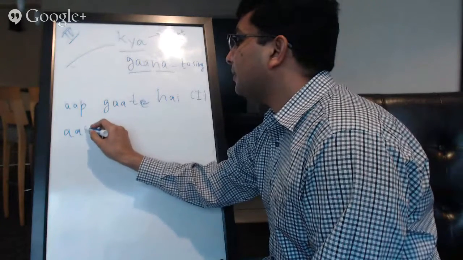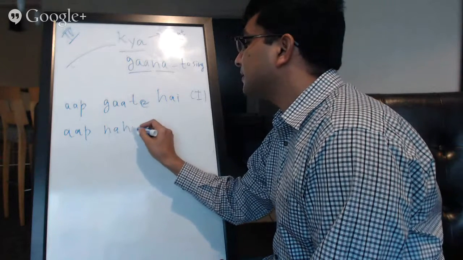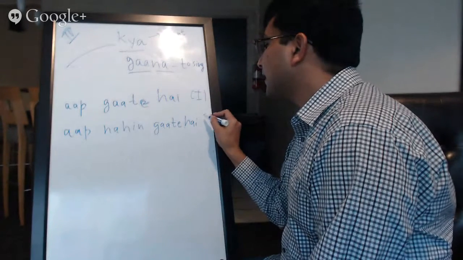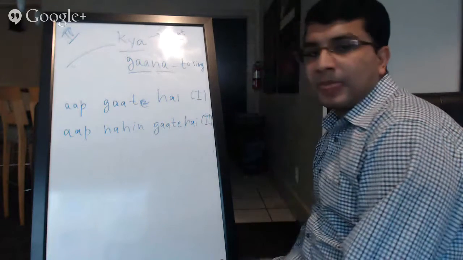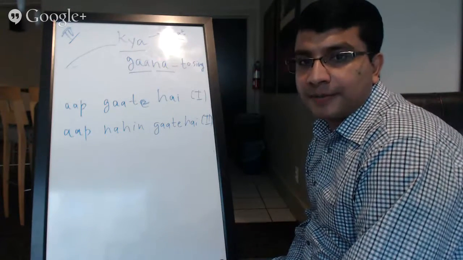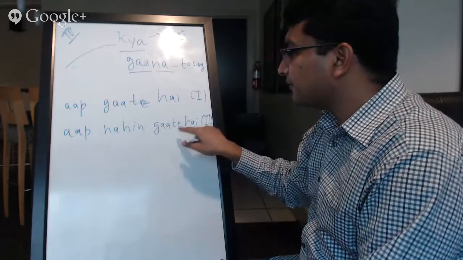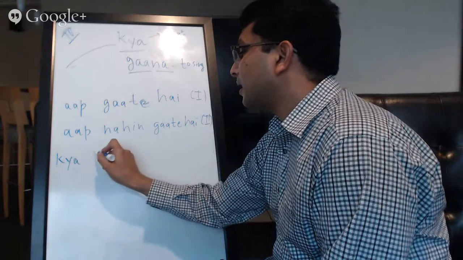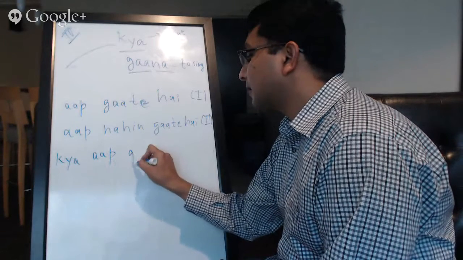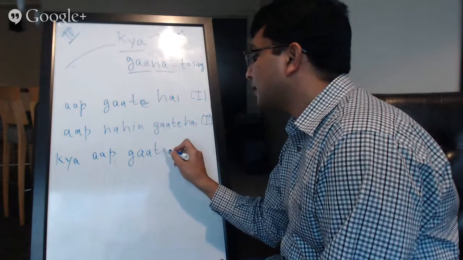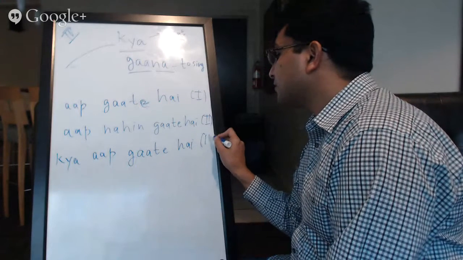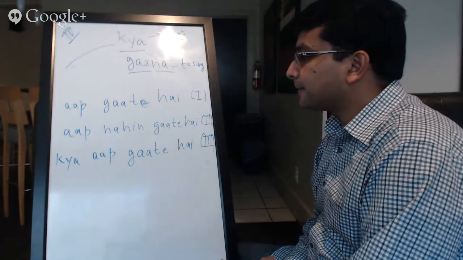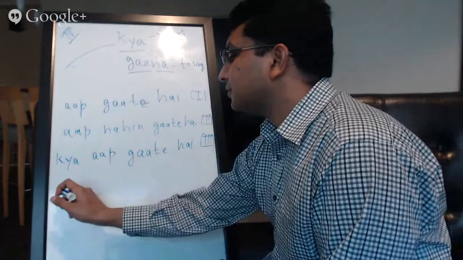Negative would be aap nahi gaate hain. आप नहीं गाते हैं. You do not sing. Remember, we put nahi before the verb. And then third form was क्या आप गाते हैं. That's our third form. Do you sing? क्या आप गाते हैं?